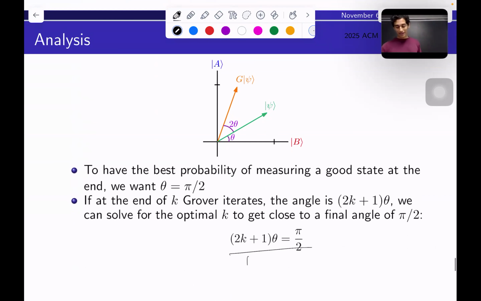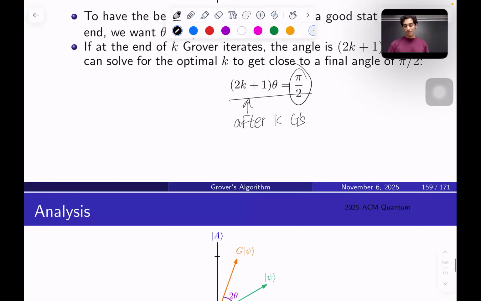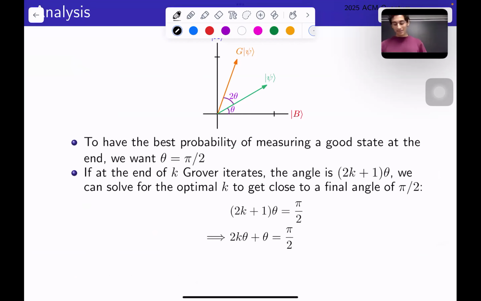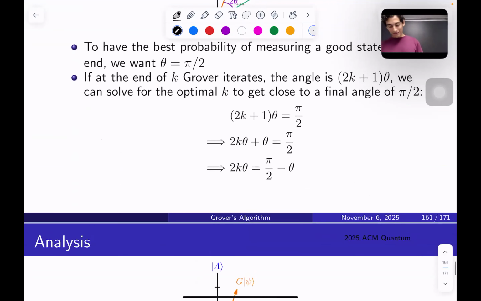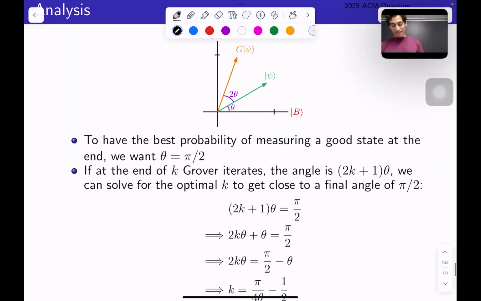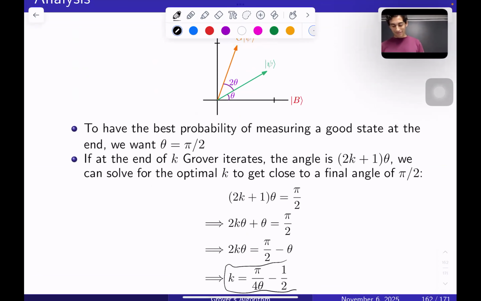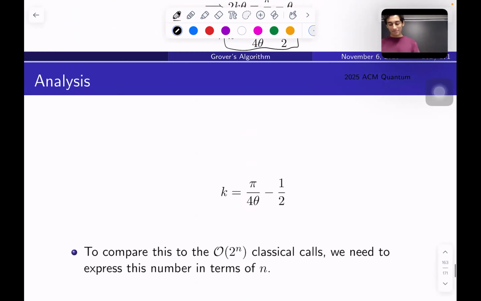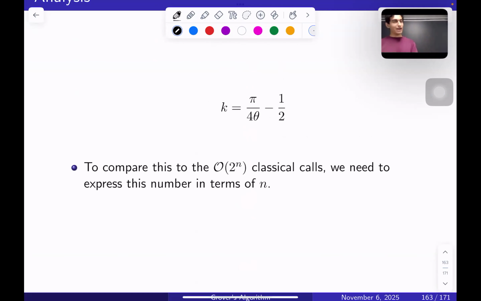The angle after K Grover iterates, we want it to be equal to pi over 2. Let's just solve for K. Distribute the theta, subtract this theta on this side, and then divide by 2 theta. And this is our expression. Not very helpful right now because it's in terms of theta. We want it to be in terms of n because the way we analyze how good our solution is, is how many times we call the oracle in terms of n. So again, to compare it to the exponential amount of classical calls, we express it in terms of n.